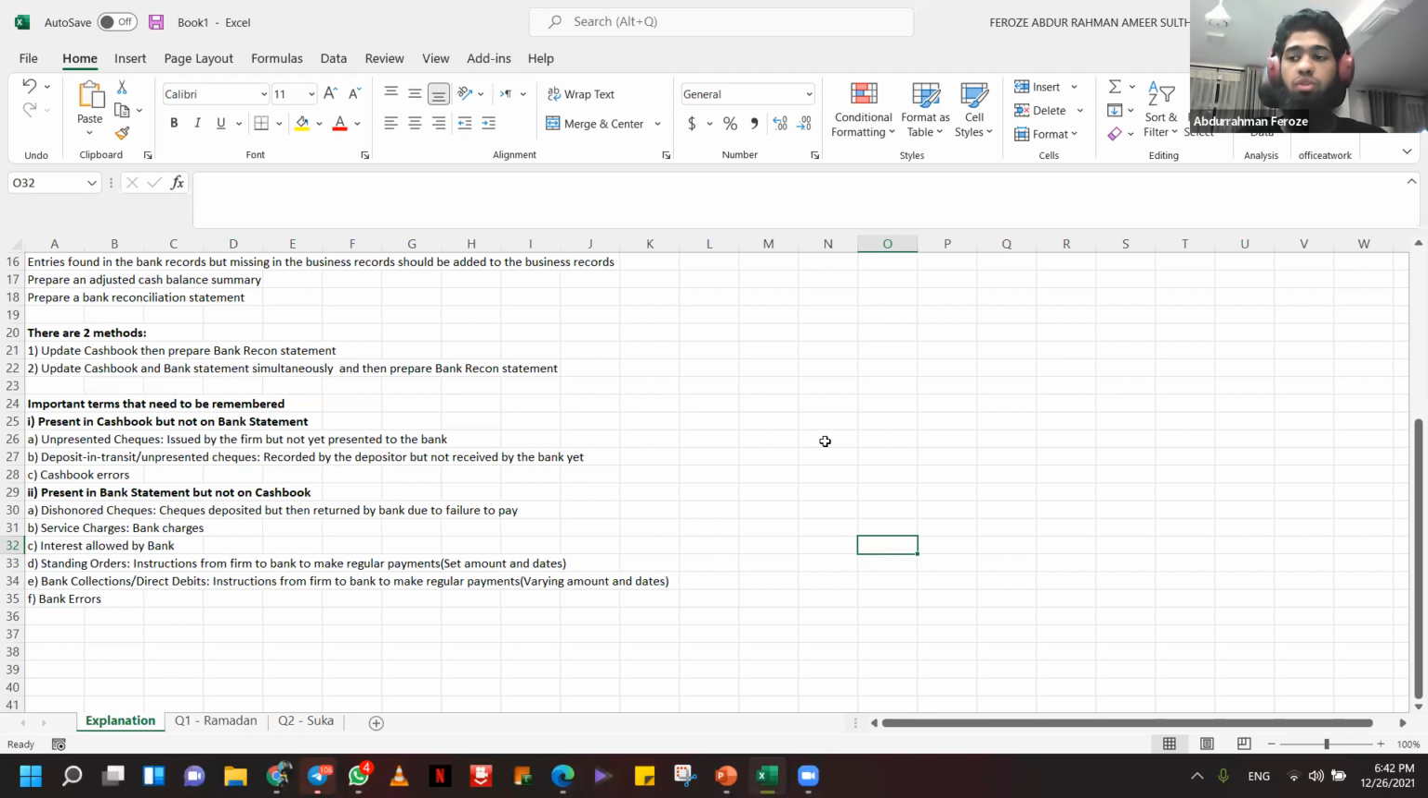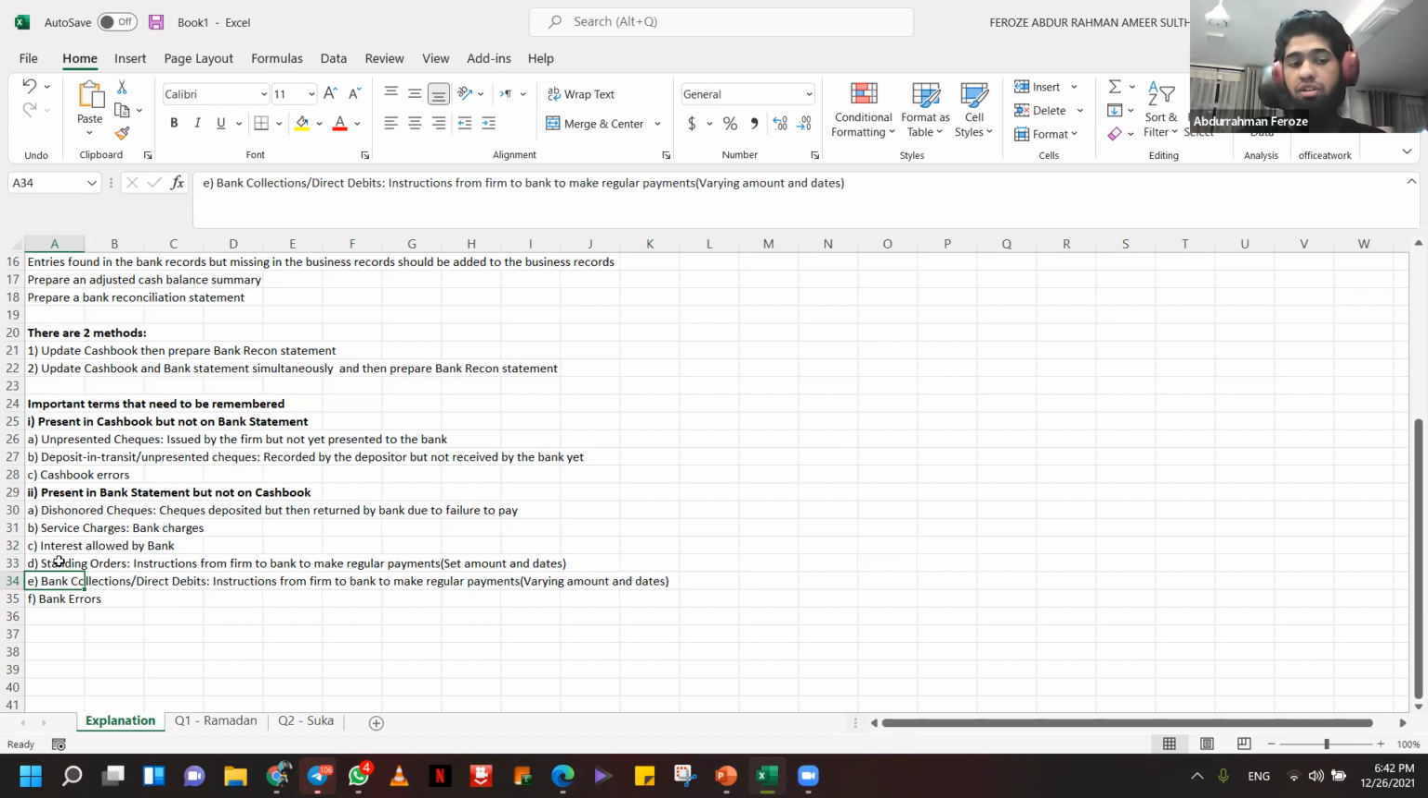They will record it only once they receive the bank statement and they see, okay, the bank has paid it, the difference is there, and then they will record it. So these standing orders are present on the bank statement, but not on the cash book. Bank collections or direct debit is very similar, but the difference is the payments can be different amounts.